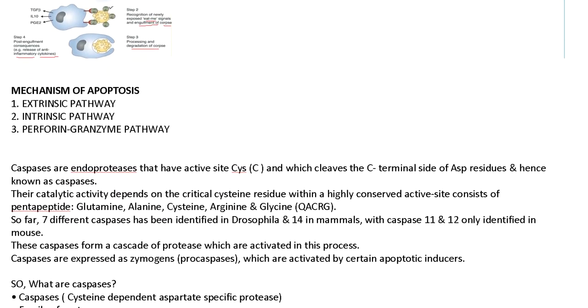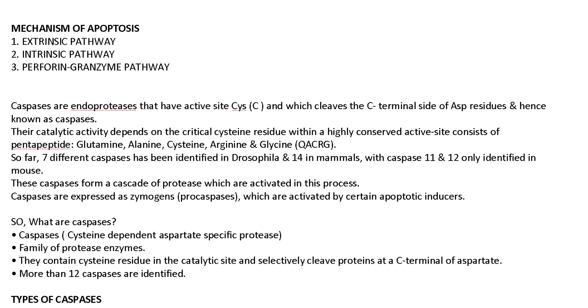So there are three pathways of apoptosis, three mechanisms: extrinsic, intrinsic, and perforin. There are proteins named caspases, which are endoproteases. They have active cysteine sites which cleave on the C-terminal side of the aspartate residue. Caspases are cysteine-dependent aspartate-cleaving proteases, and their catalytic activity depends on cysteine residues.